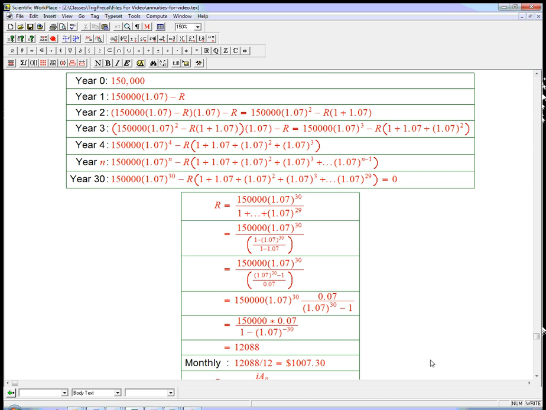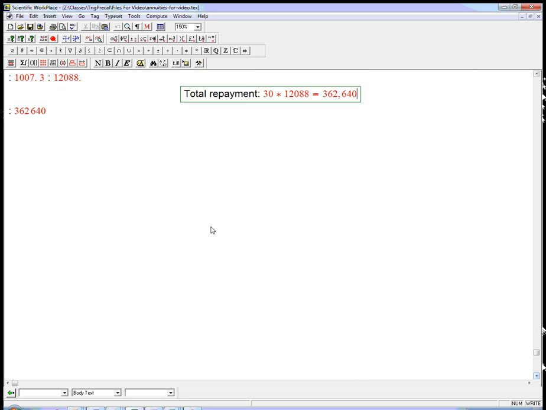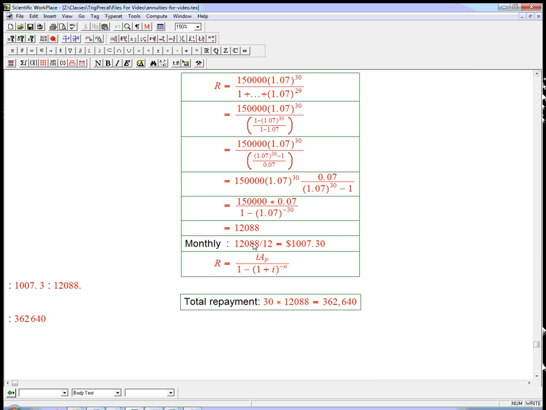Okay. So here we finally got a nice formula, which you don't have to rederive every time, that if you know the amount of the loan, we'll call that A sub P, and the interest rate and the term of the loan, that gives you your periodic rent.